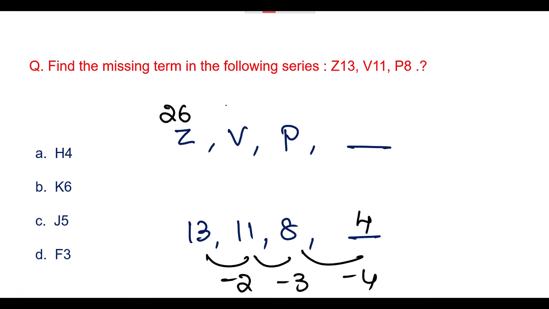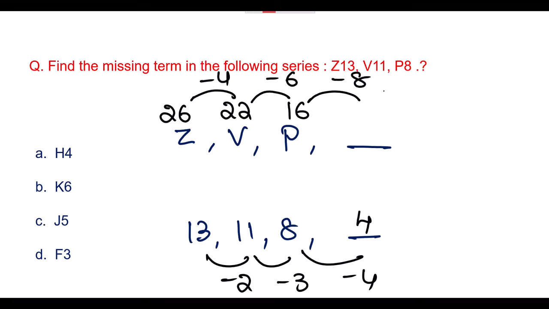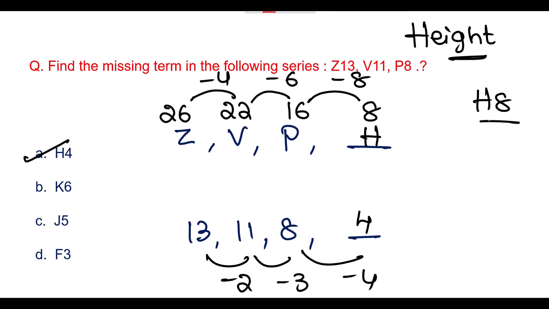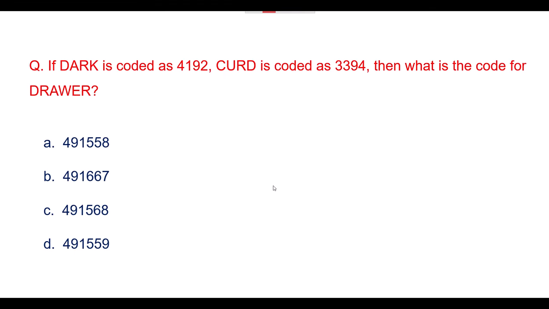In fact, this is 26, 22. Here 4 gap, 6 gap. Next must be 8 gap. 16 minus 8 is 8. H, we know the H value is 8. We can remember easily that H is 8. Right, so next.